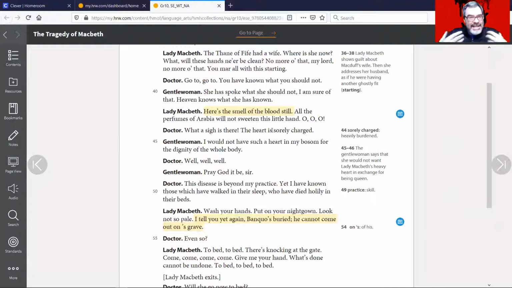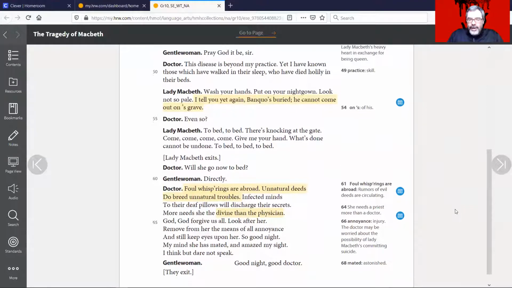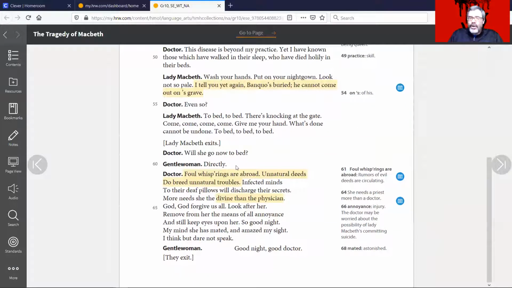And we know it's guilt about the way she feels, because if we take a look here at about line 52, she talks about Banquo being buried, right? And then the doctor gives us more information on line 61. He says that foul whisperings are abroad, meaning, and I'll just read the blurb here, rumors of evil deeds have been circulating. So people have been talking about how some evil deeds have been taking place. And then the doctor goes on to say that unnatural deeds breed unnatural troubles, meaning actions have consequences.